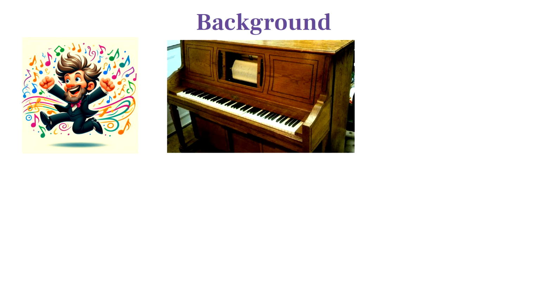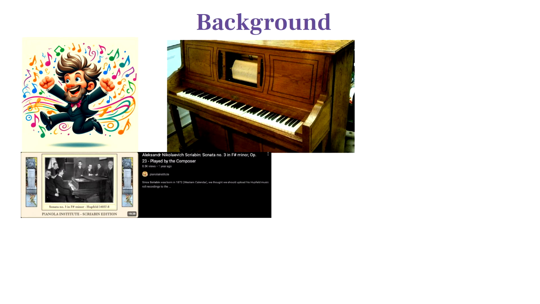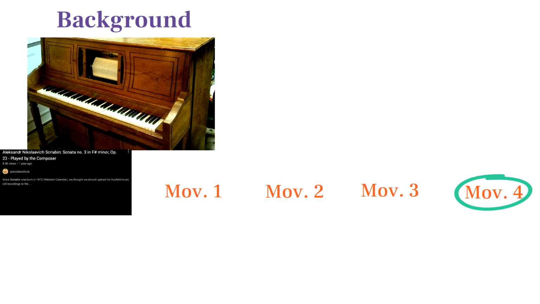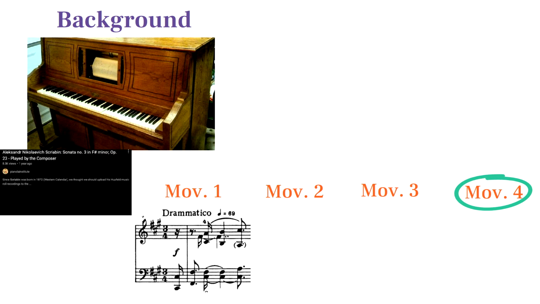It's wonderful to be able to hear how Scriabin played this sonata in a recording that I'll link in the description. There's 4 movements to this sonata, and I'll briefly mention the first 3 movements and mostly focus on the final movement. The first movement is in sonata form.